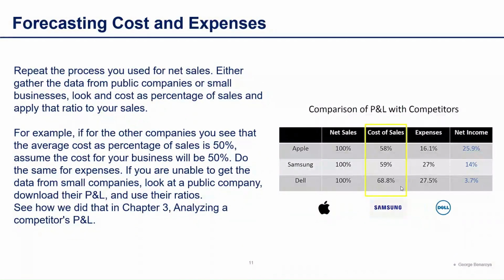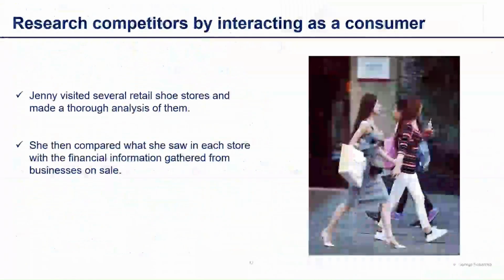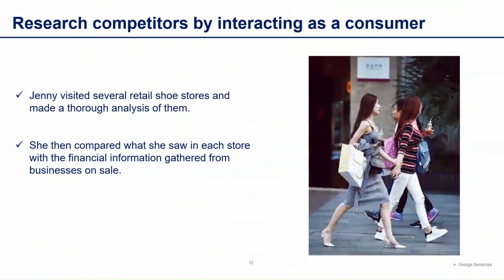If you are unable to get the data from small companies, look at a public company, download their P&L, and use their ratios. See how we did that in Chapter 3, Analyzing a Competitor's P&L. Research competitors by interacting with them as a consumer. Jenny visited several retail shoe stores and made a thorough analysis of them. She then compared what she saw in each store with the financial information gathered from businesses on sale.